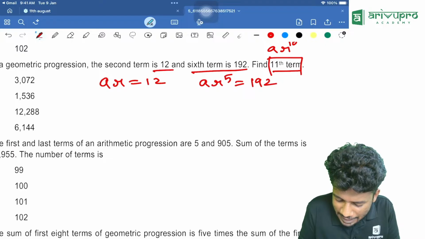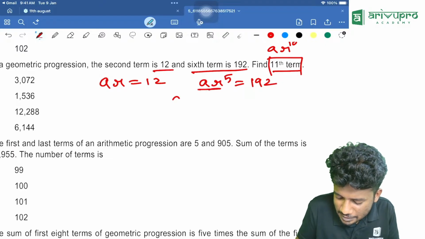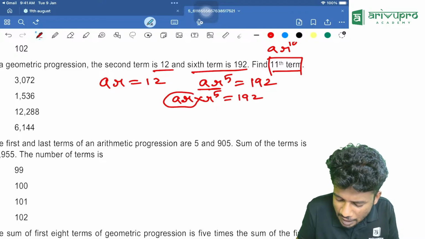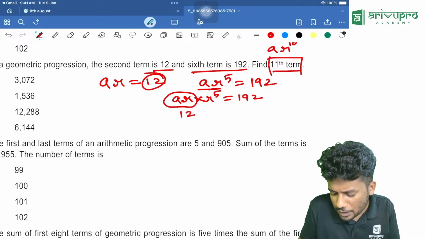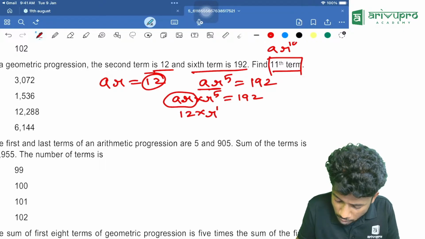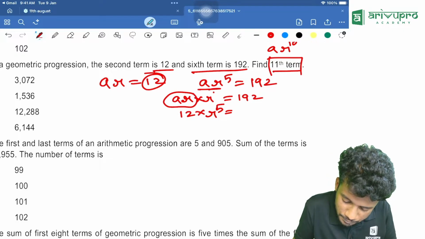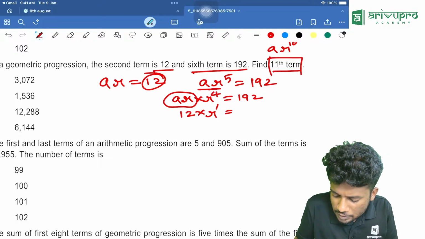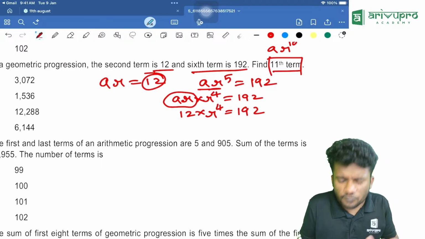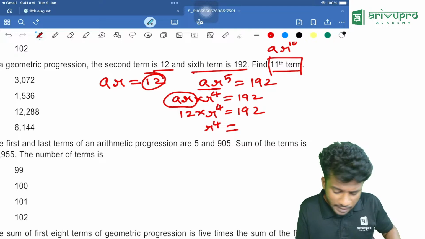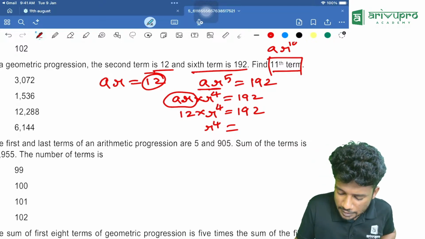Now look here people, AR value is given. So I will rearrange it once. AR into R raised to 4, which is equal to 192. Instead of AR, can I put it as 12? So that means 12 into R raised to 4 is equal to 192. From that, you find me the value of R raised to 4. R raised to 4 is nothing but 192 divided by 12. That is nothing but 16.